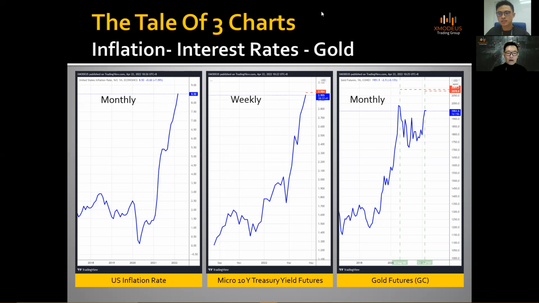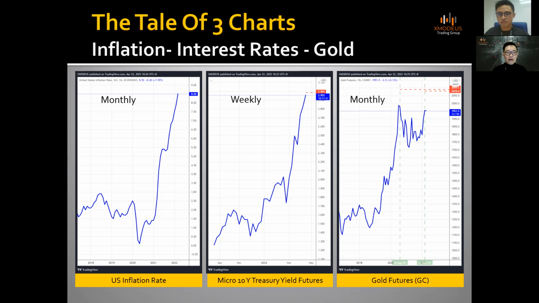And then in the middle, you see a very interesting chart actually. It's a chart of the micro 10-year Treasury yield futures, which basically charts the 10-year Treasury yields, and recently it knocked in at a high of 2.98. So in terms of the 10-year yields, we are touching, or very close to, 3%. And it's likely that if it breaks 3%, then we could see an upward drive in interest rates.